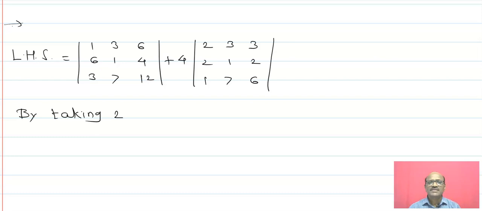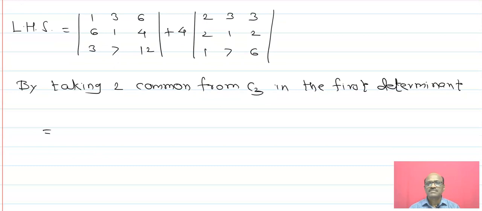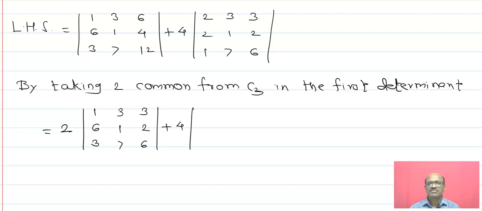Now by taking 2 common from C3 in the first determinant, we will get 1, 6, 3, 3, 1, 7 and here is 3, 2, 6 plus 4, 2, 3, 3, 2, 1, 2, 1, 7, 6.